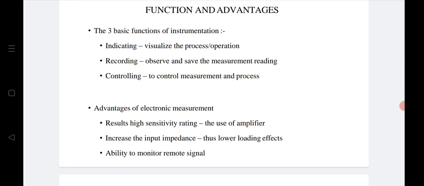What are the advantages of electronic measurement? It results in high sensitivity rating. The second one is that it increases the input impedance, thus lowering loading effects. The loading effect will be lower. The next advantage is the ability to monitor the remote signal. So it has the ability to monitor the remote signal.